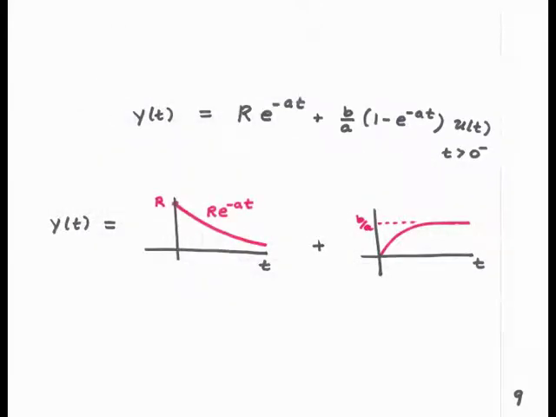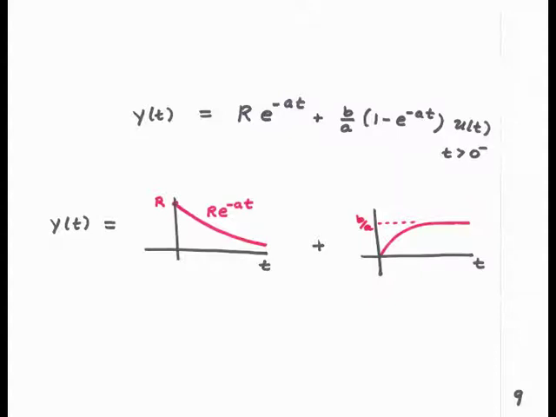And here I've sketched these two responses, the first one being the zero input response, the second one being the zero state response. So the zero input response is this decaying exponential. It starts off at r at time 0 minus, and the zero state response is a curve that starts off at 0 at time 0 and proceeds up to b over a.